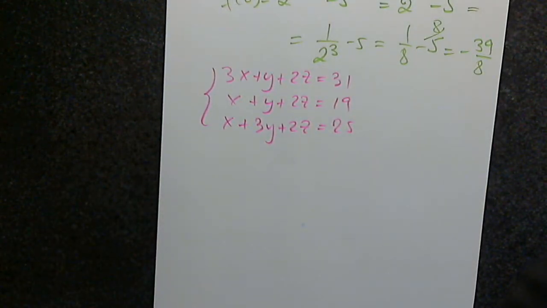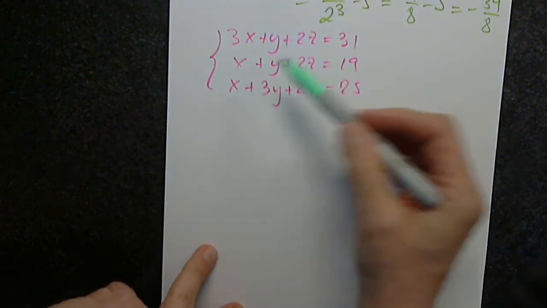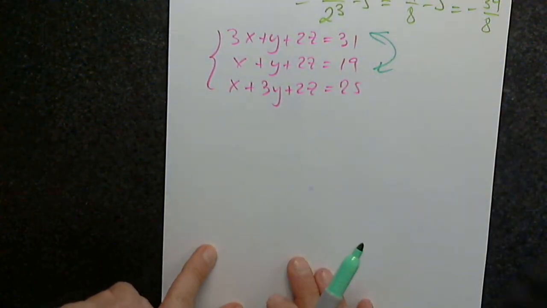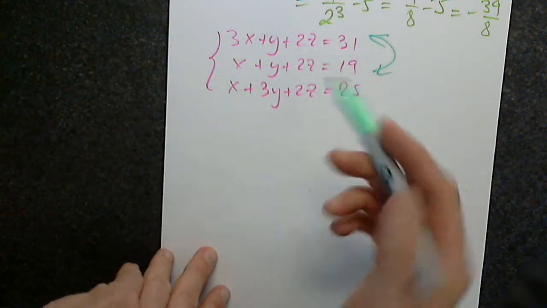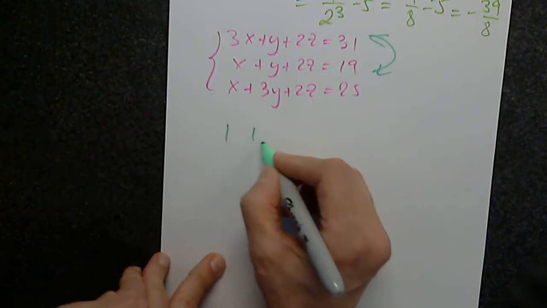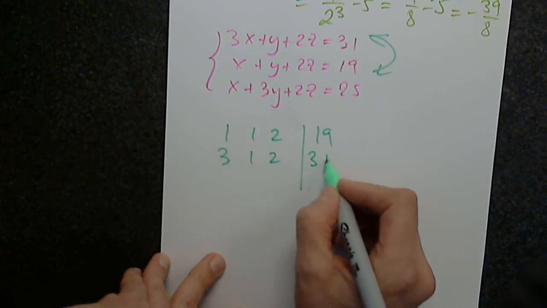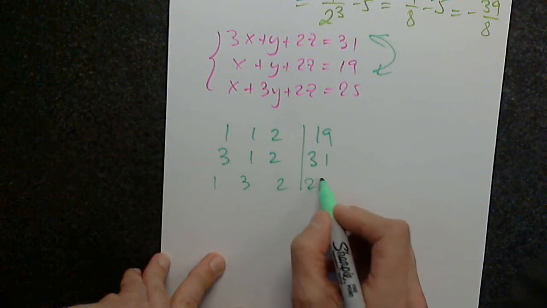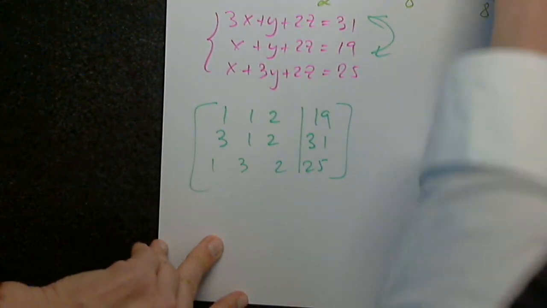We know that the method requires 1 in the first row, first column. So I can rearrange these two. It doesn't matter. The order is not important. It's one of the row operations. I'm allowed to reverse the order. So I get 1, 1, 2, 19; 3, 1, 2, 31; 1, 3, 2, 25. This is the augmented matrix.